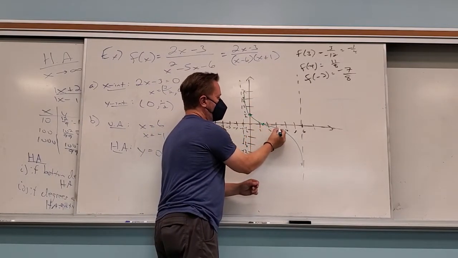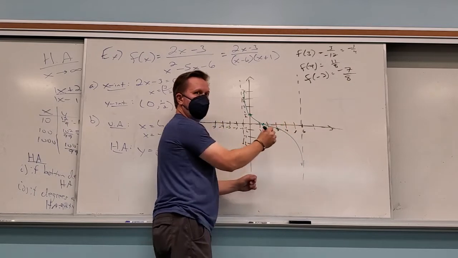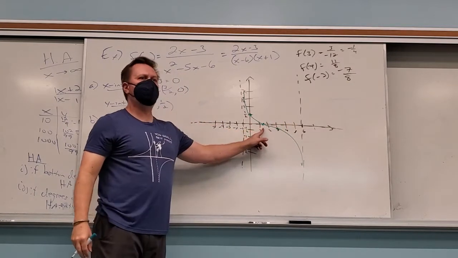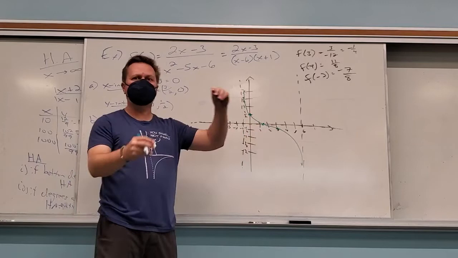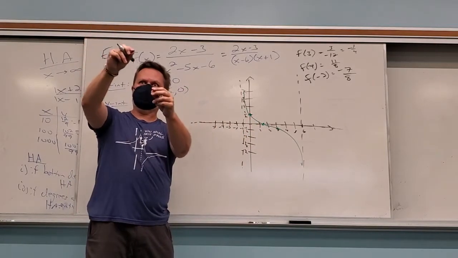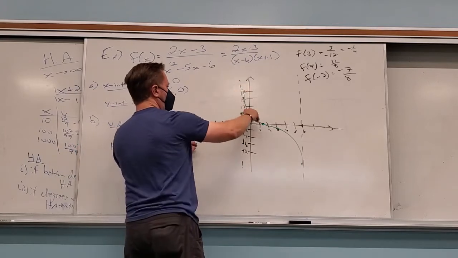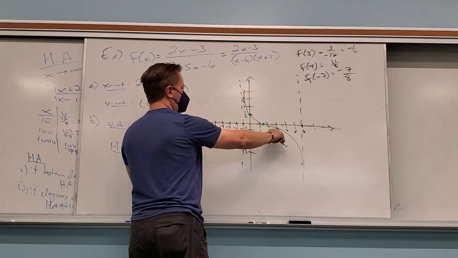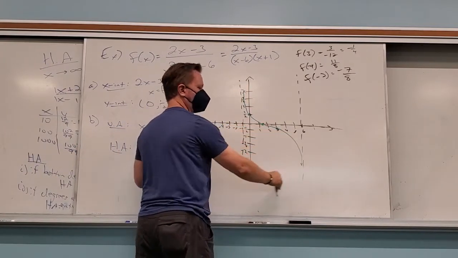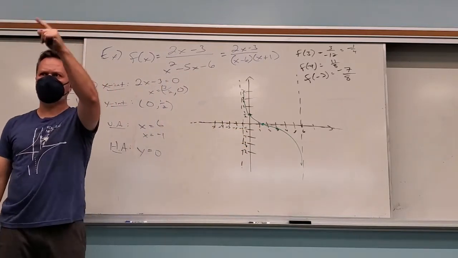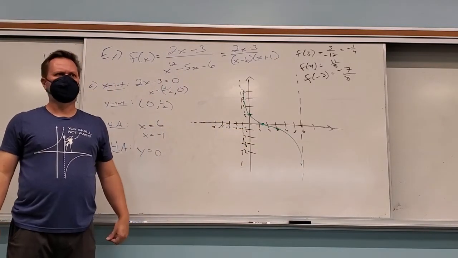Because if I needed to get back up, I'd have to go through the x-axis again, but I only have one x-intercept. I consider this to be like a door. That's the only place you can go from one side to the other. So I know it's here, and I know it's there, so it's got to go like this. It kind of looks cubish, right?